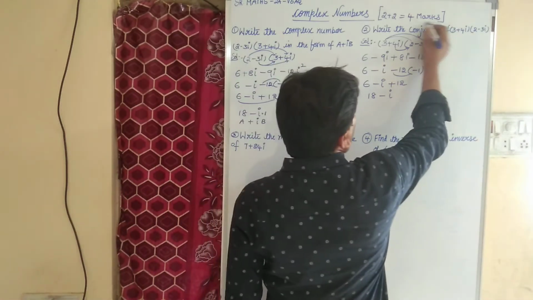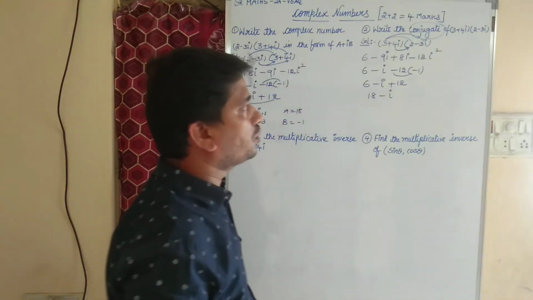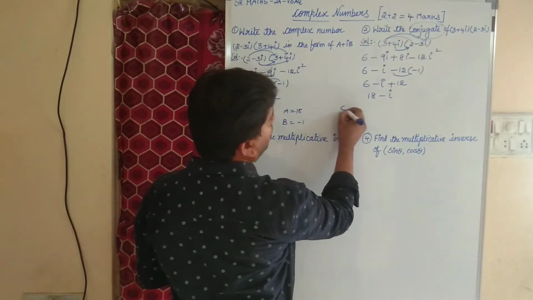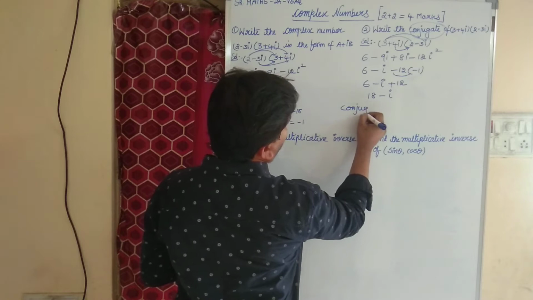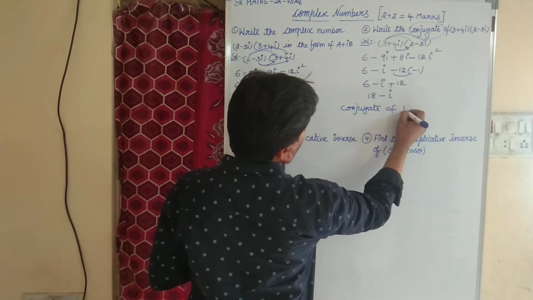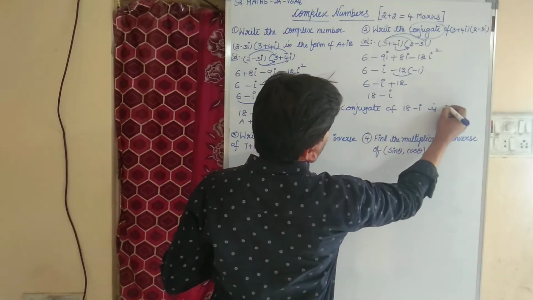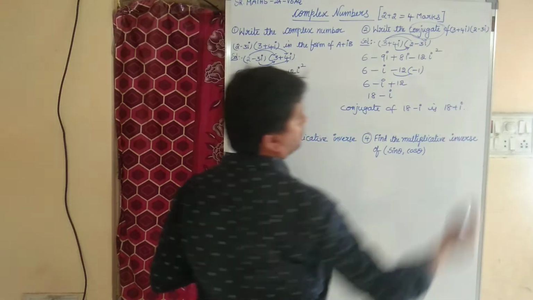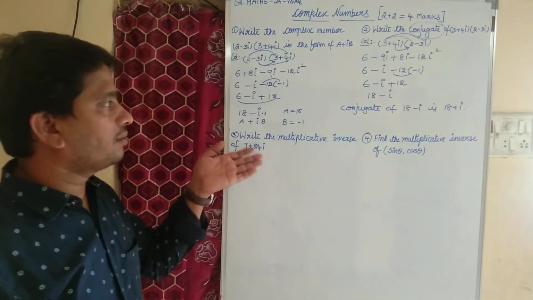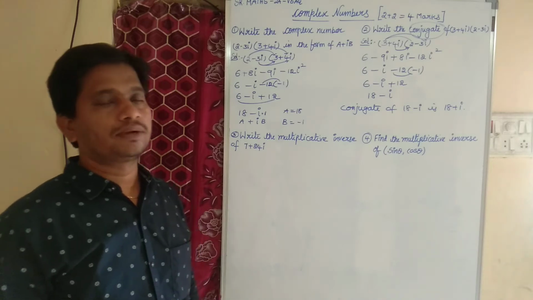But the question is: write the conjugate of (3 plus 4i) into (2 minus 3i). So the conjugate of 18 minus i is 18 plus i, children. What is the conjugate of 18 minus i? Which is 18 plus i.